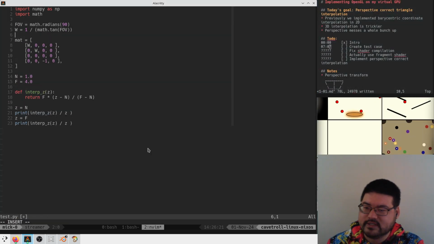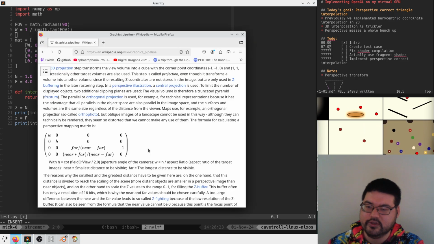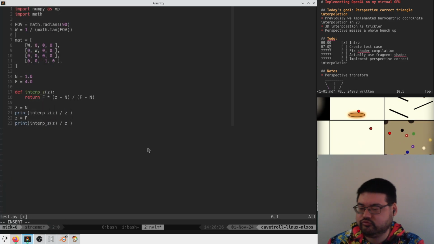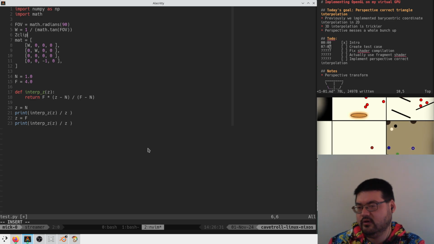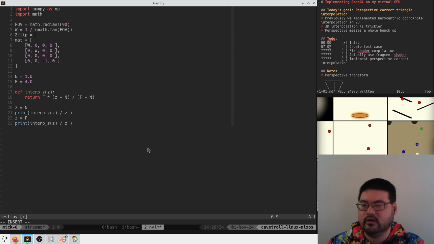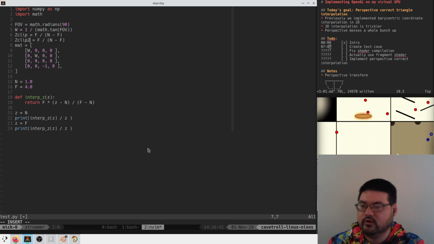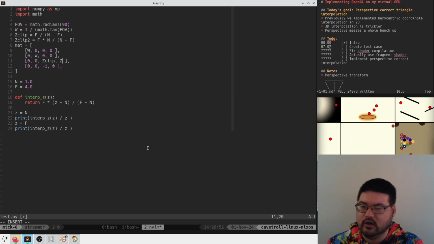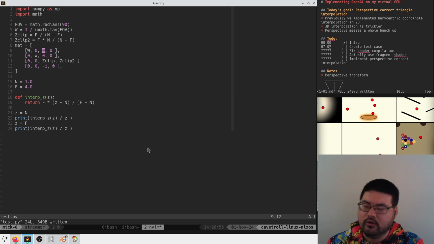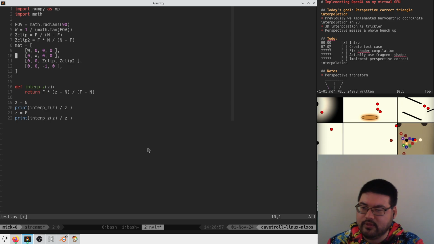And then we'll call this Z clip. Sure, that's fine. It's equal to F over N minus F, and Z clip 2 we'll call F times N over N minus F. Okay, which means that we can put Z clip here and Z clip 2 here. Okay. This stuff needs to come up like this.